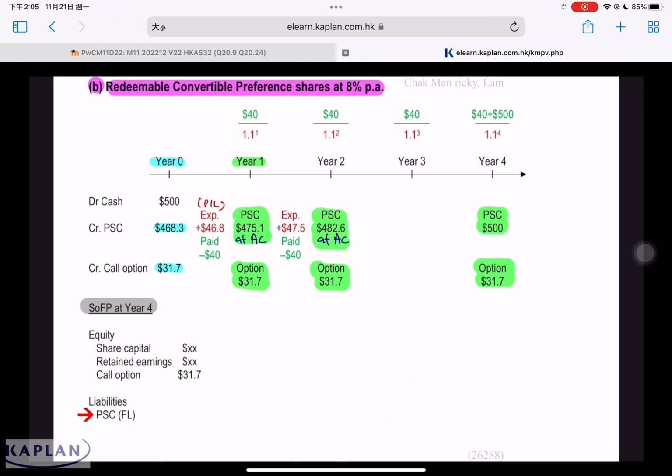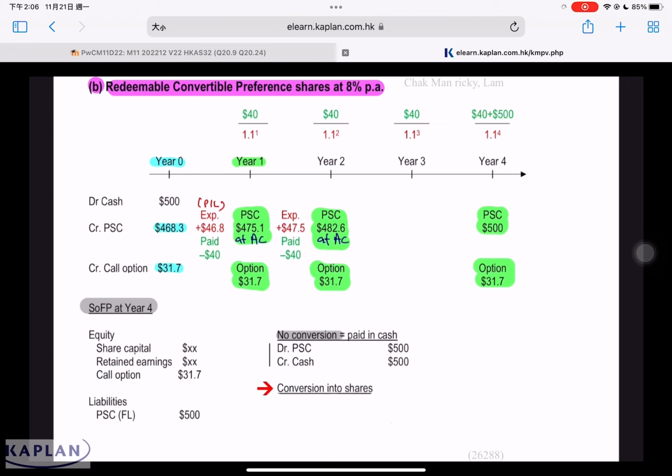This is a financial liability, $500 million. This is the balance sheet at the end of year 4. There are two scenarios here. The first scenario is no conversions, paid in cash. Debit the preference share capitals, 500, credit cash, 500. If it's no conversion, pay in cash, credit cash.